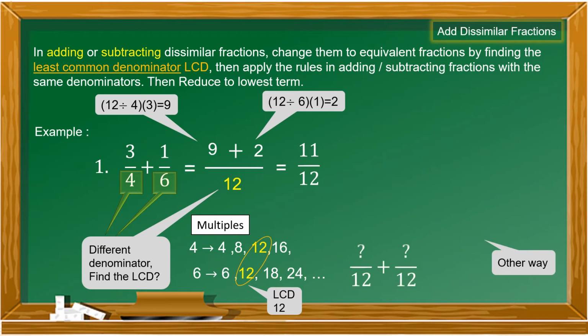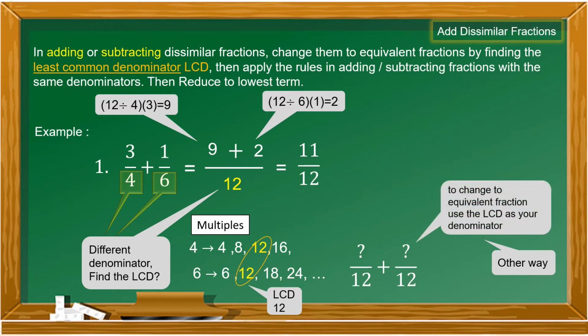And the other way of solving is you are going to use the LCD, that is 12, as your starting point. So to change to an equivalent fraction, use the LCD as your denominator. So 3/4. Your target is to achieve the denominator of 12. You are going to multiply 4 by a number so that the answer is 12, that is 3. Then use this in the numerator. Multiply it also by 3. So 3 times 3, that is 9. Now you have the first part of your fraction, 9/12.